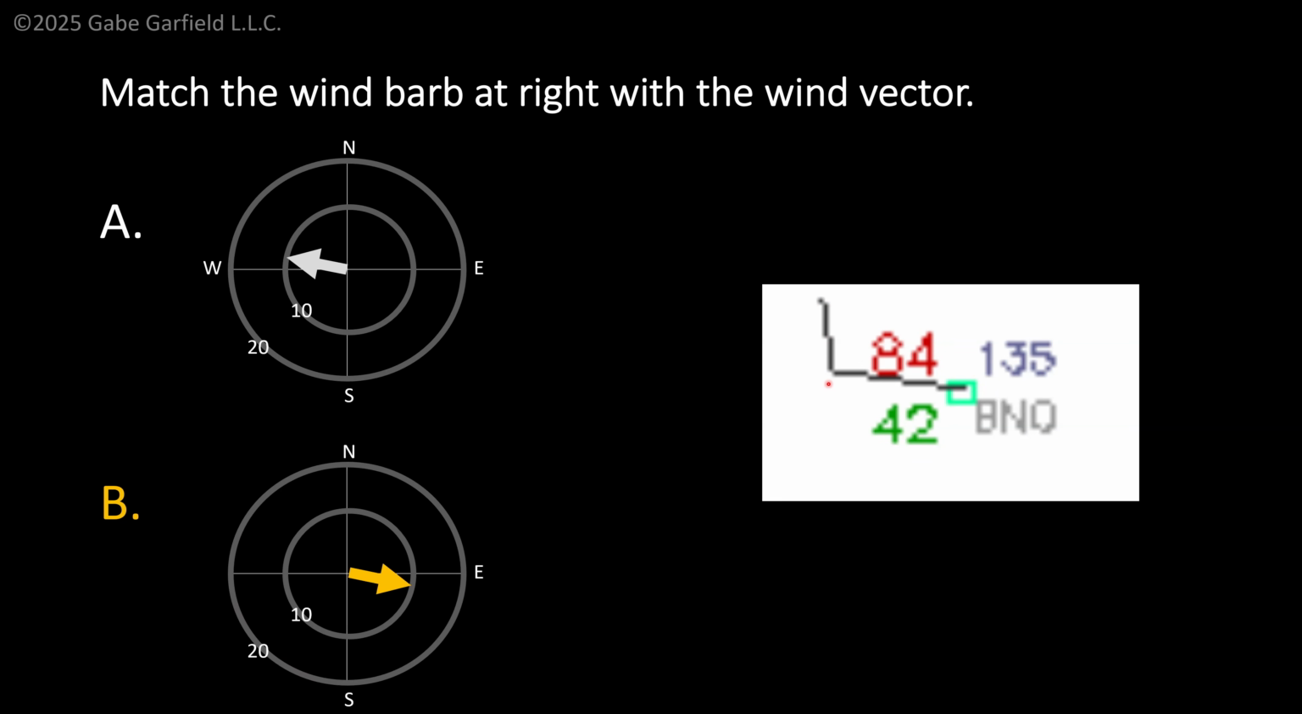Now, when we want to represent that in terms of polar coordinates, instead of going in the direction of the station, we go away from the station. So we start at the station and go away from it. In this case, we go to the east-southeast and we represent the magnitude, or the wind speed, with these rings. So it goes out 10 knots, which is this 10 knot ring right here. So that's how we determine that this is a 10 knot wind vector.